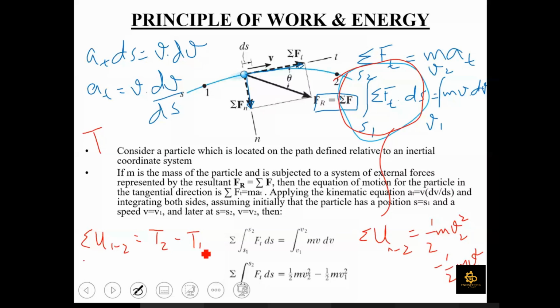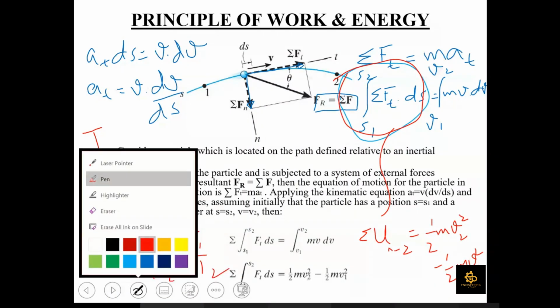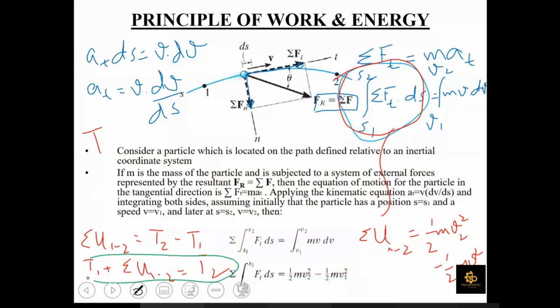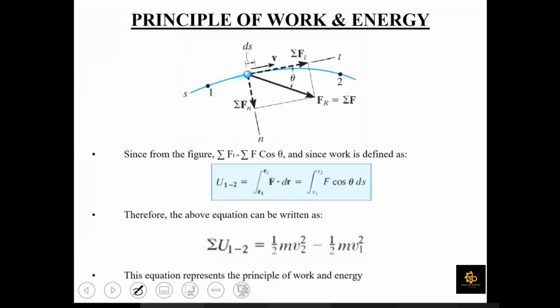और rearranging this equation, this would become T1 plus summation u1 to 2 equal to T2. So ये मेरे पास जो equation आई है T1 plus summation u1 to 2 equal to T2. This equation is basically termed as the principle of work and energy. What does this principle indicate?